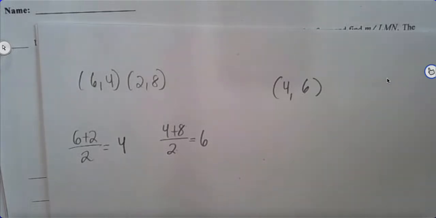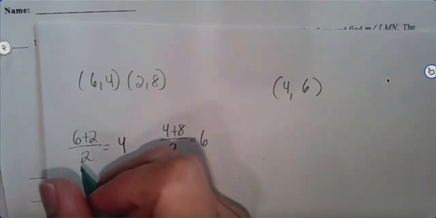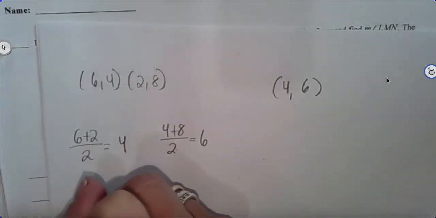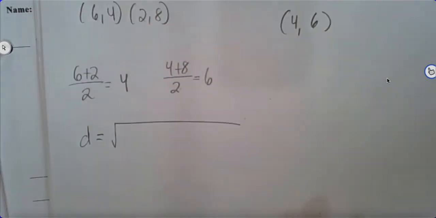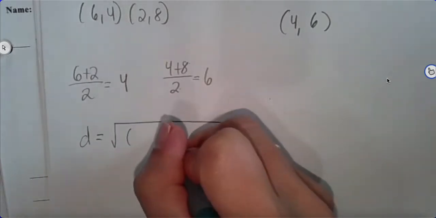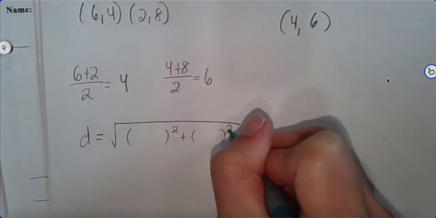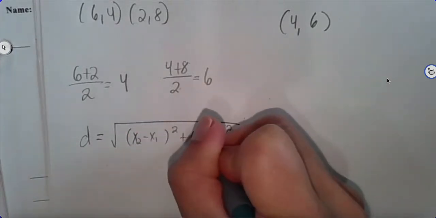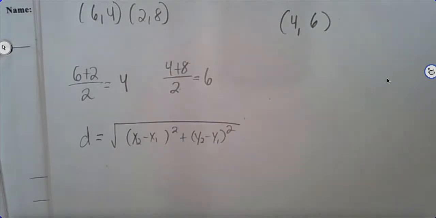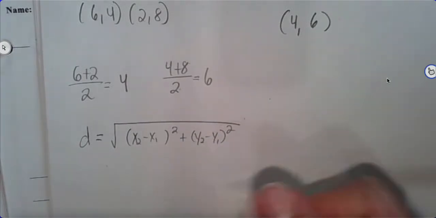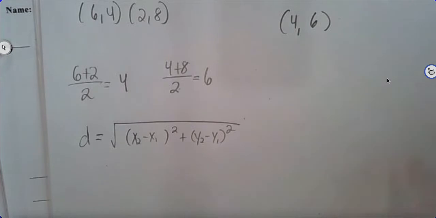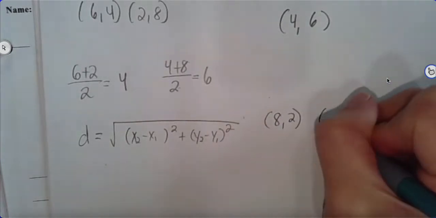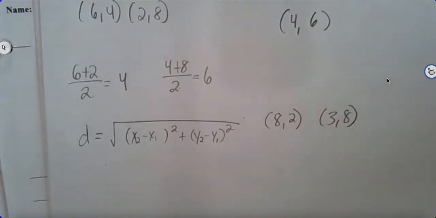All right, we ready? I just want to make sure I'm not going too quick. All right, then. Number 19. This one is asking for the distance. So, here is our distance formula. What do we do on it? We subtract our x's and we subtract our y's. It might have been y's first, but it doesn't matter. Let me write down my 2 ordered pairs. I have 8, 2, and I have 3, 8.